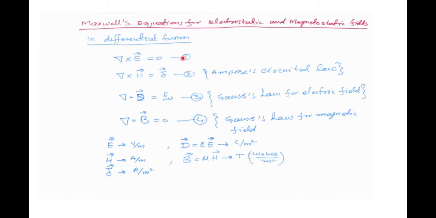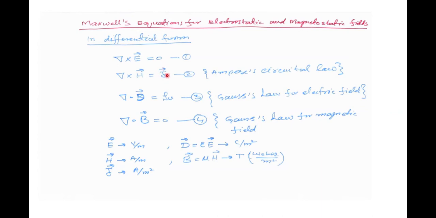Equation number 1 represents that work done around any closed path is always equal to 0. This is the representation of Kirchhoff voltage law in field theory. The second relation is del cross H is equal to J, where H is magnetic field intensity and J is current density.